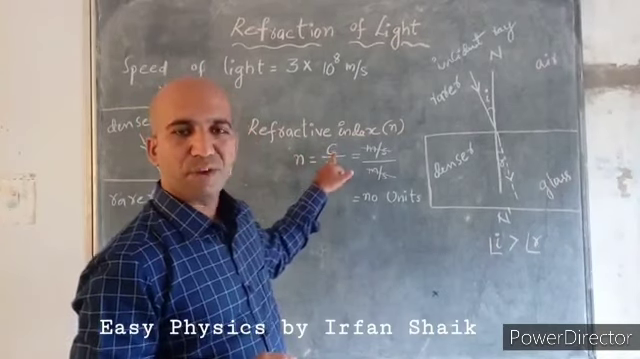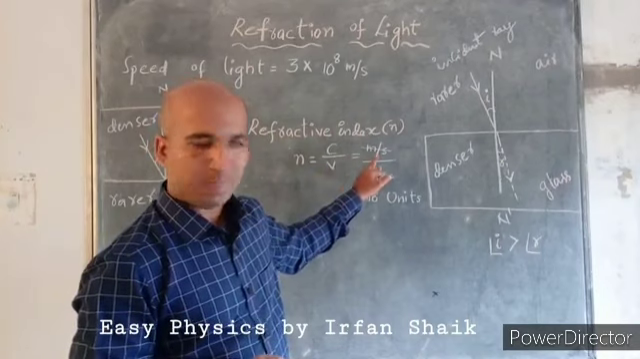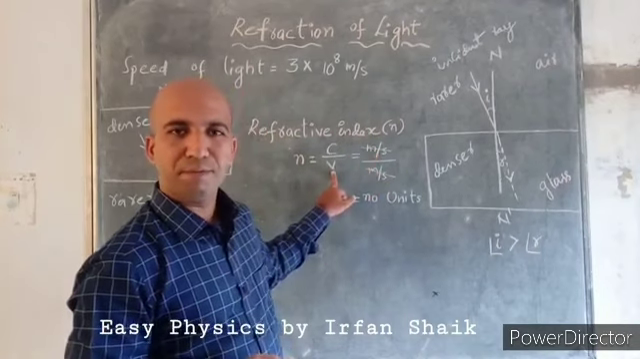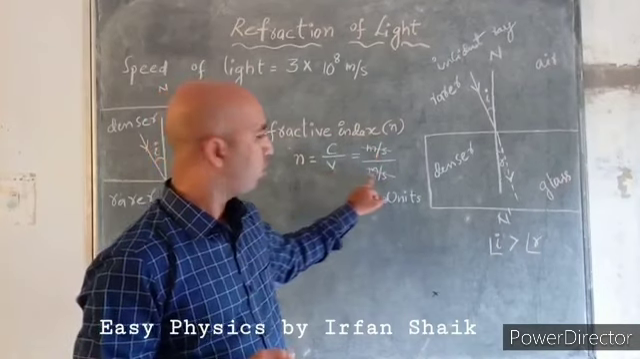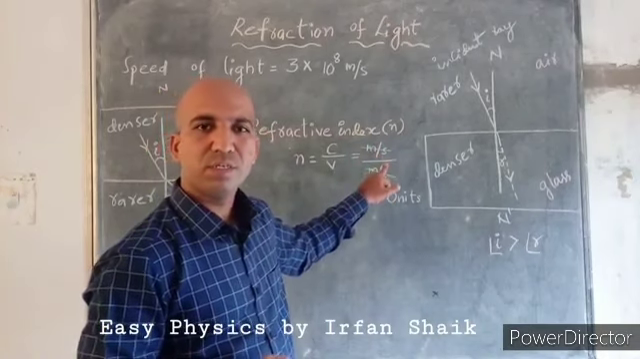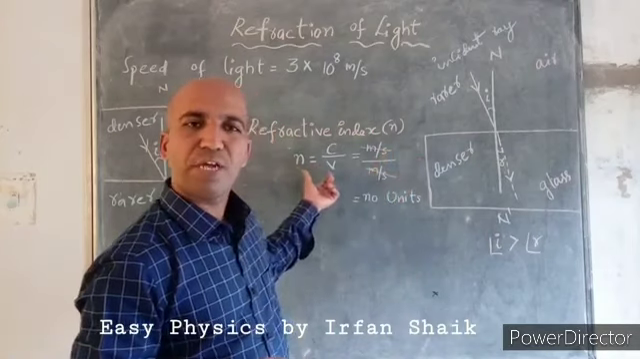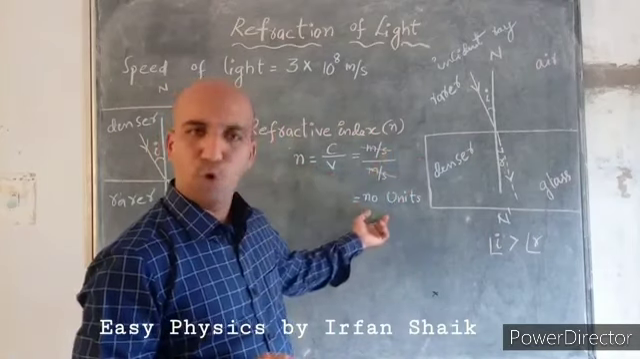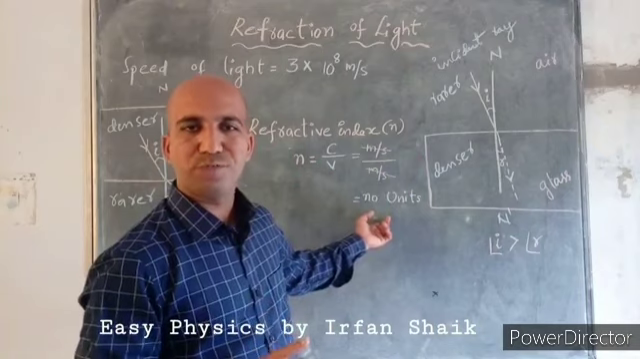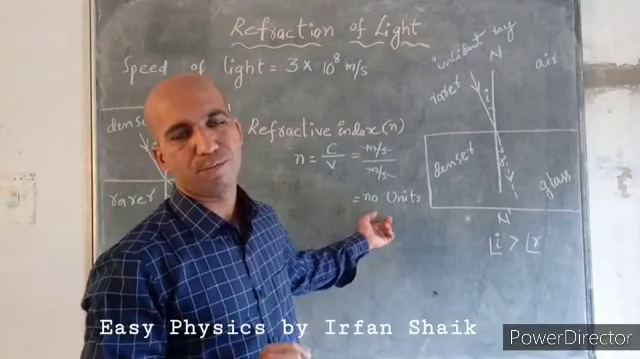So speed of light in vacuum, its units are meters per second. Speed of light in a medium, its units also meters per second. So these two will get cancelled. So that's why we can get 1. That means the refractive index has no units. There are no units for refractive index. It is a constant value.